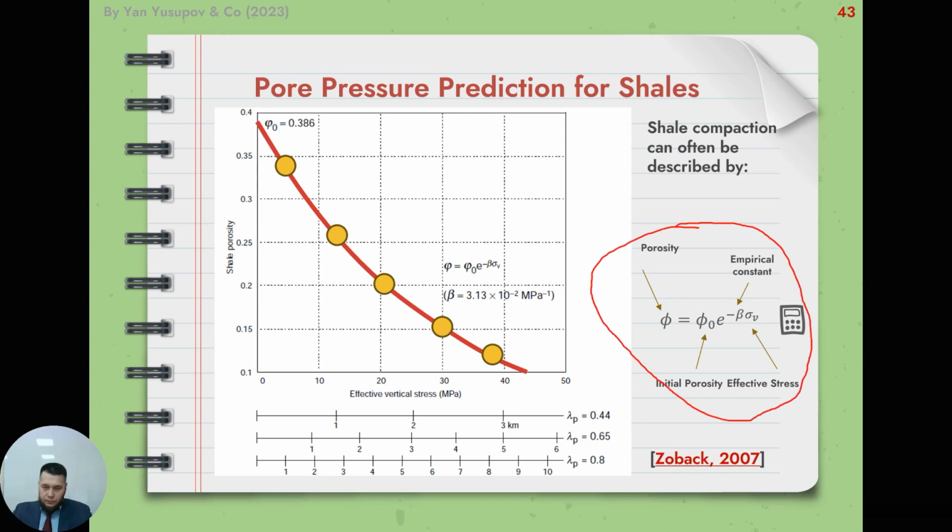Here we have the initial porosity, the exponent, an empirical constant, and effective stress. Effective stress is defined as total stress minus Biot times pore pressure. Biot, this is the poroelastic constant. We will discuss it in a future lecture.